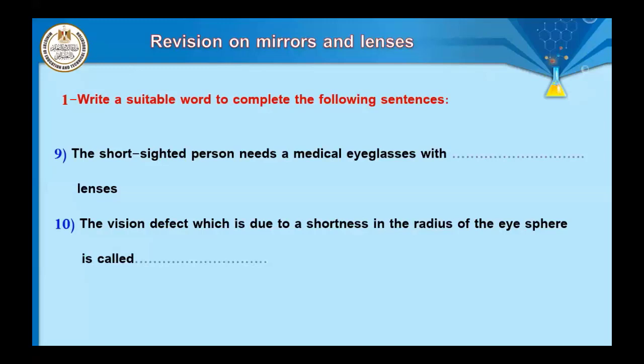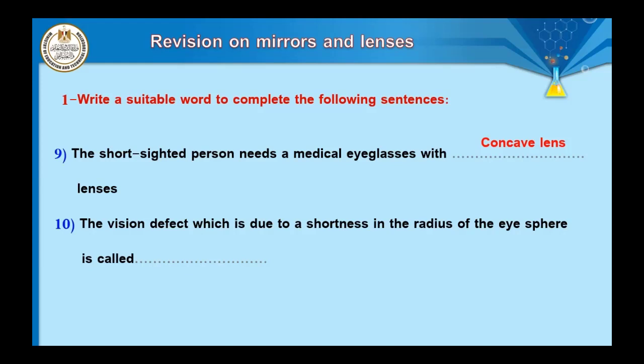One of them is called short-sightedness and long-sightedness. To differentiate between the two types of defect: number 1, short-sightedness has many reasons: increasing the eyeball diameter, increasing the convexity of the eye lens, and decreasing the focal length. This type of defect can be treated by medical eyeglasses. Its type is, yes, concave lens.